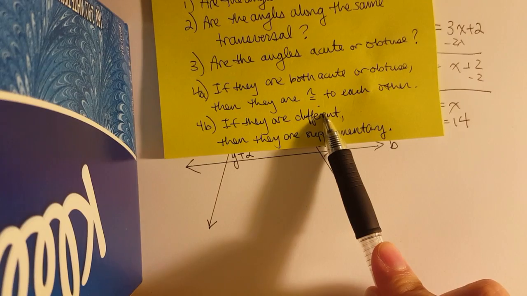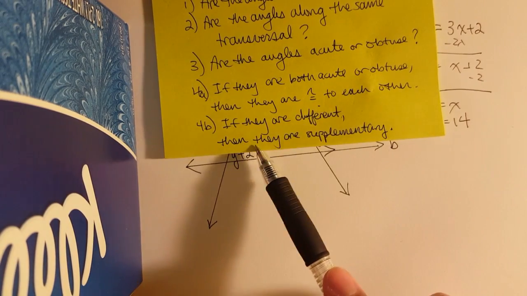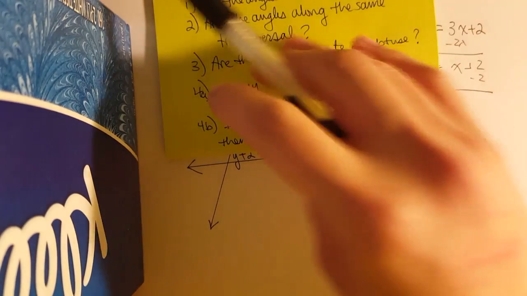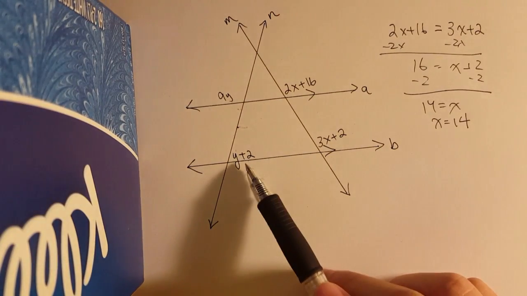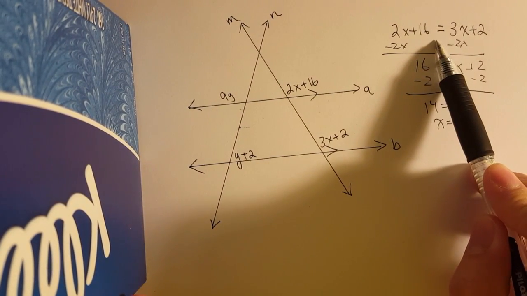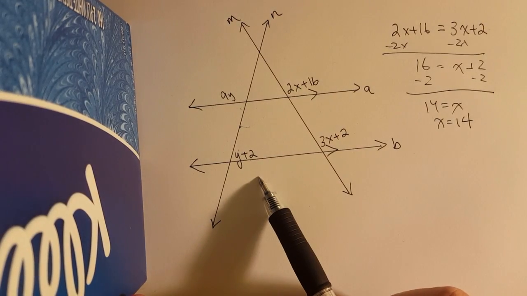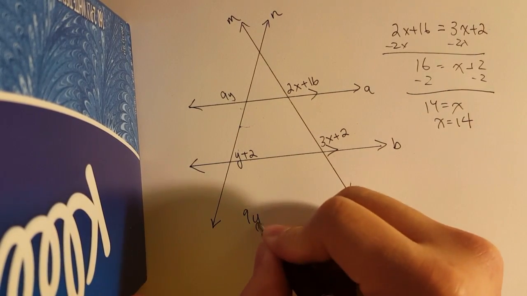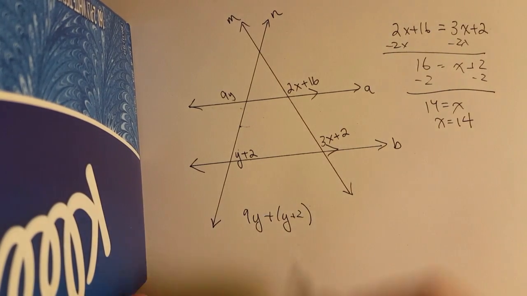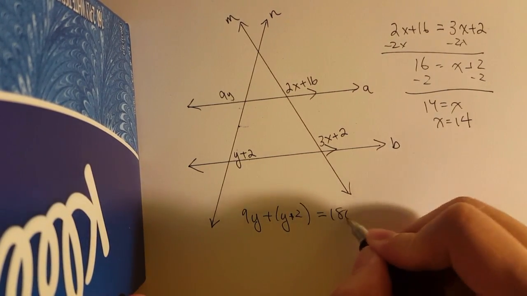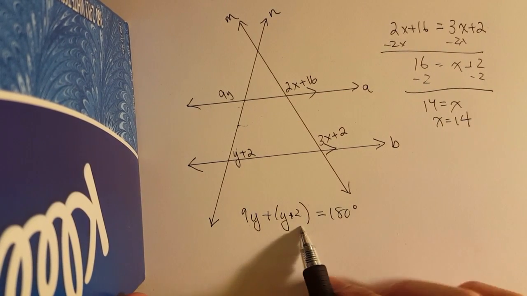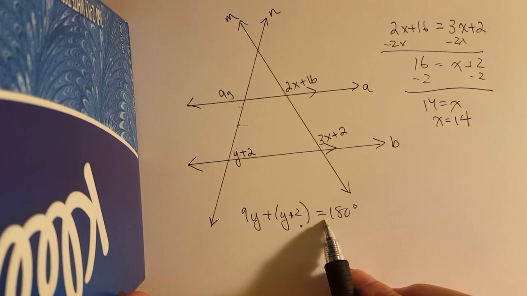If they are different, because one is obtuse and one is acute, then they are supplementary. Remember, supplementary means that they add up or sum up to 180 degrees. So I can set up a new equation. I cannot set them equal to each other, so instead I can set up a different equation. 9y plus the quantity y plus 2 is equal to 180 degrees because they're supplementary. So the first angle plus the second angle add up to 180 degrees.